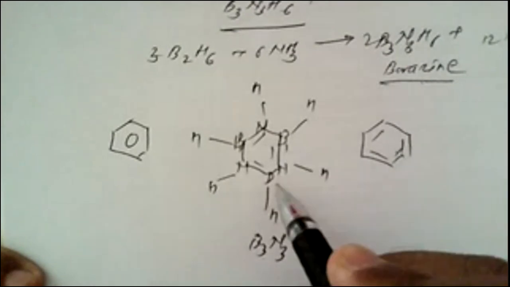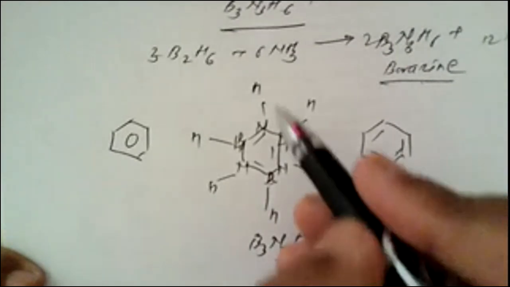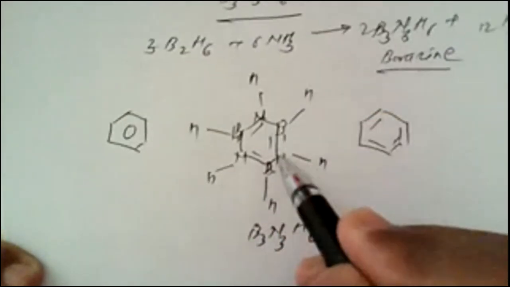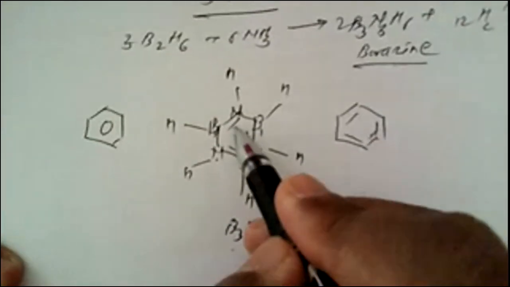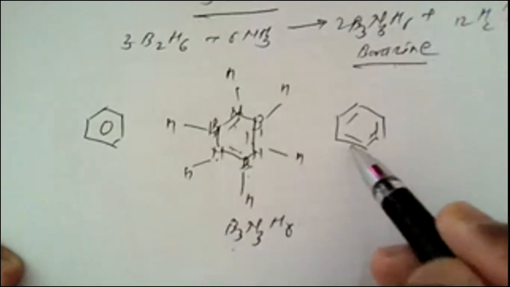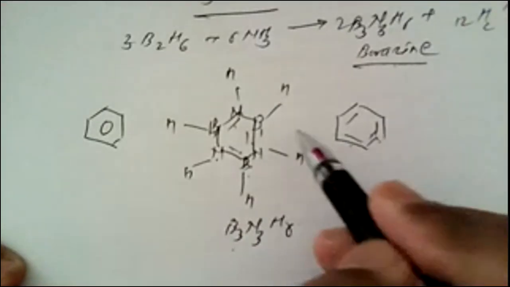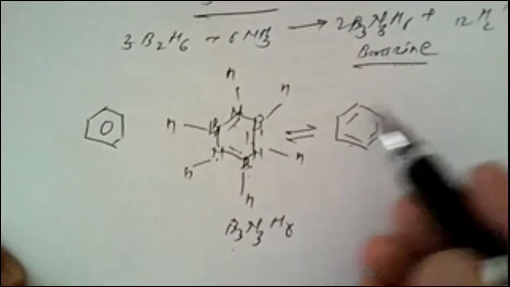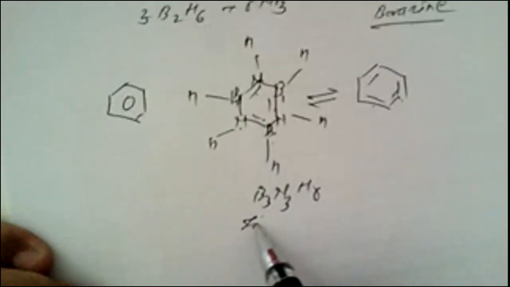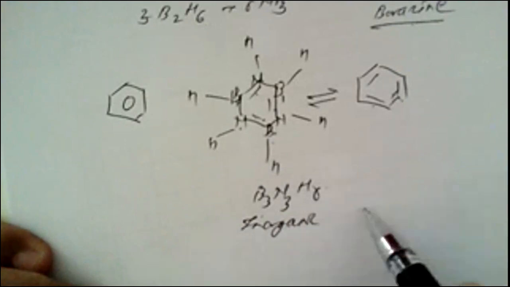1, 2, and 3 boron atoms are there, and 3 nitrogen atoms are there, first, second, and third. So B3N3H6. So here there are alternate double bonds again, and hence this structure closely resembles that of benzene, and hence it is known as the inorganic benzene.